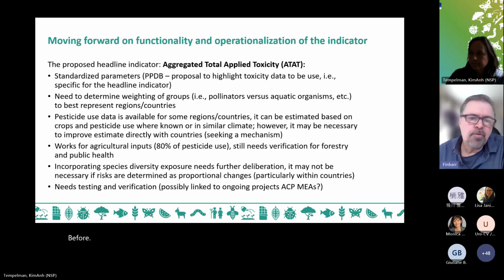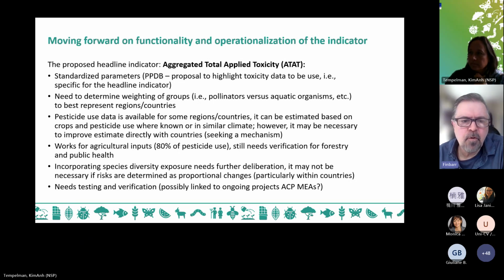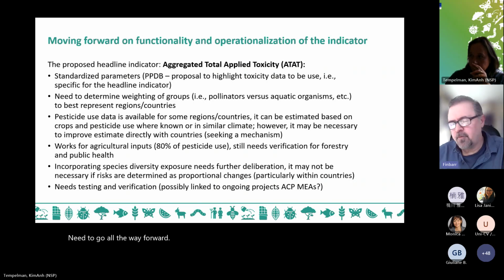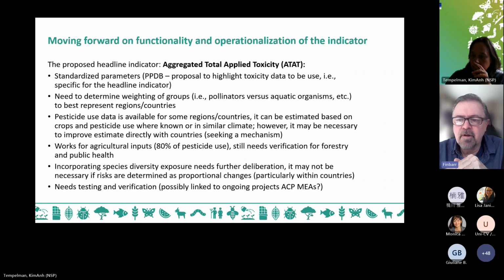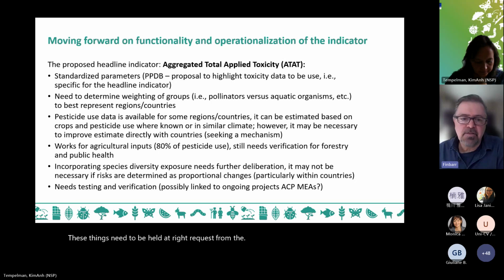So that was just a brief introduction. I'm sure we'll have many questions later, but where we need to go moving forward, we need to standardize the parameters. For example, if countries are calculating their total applied toxicity and they have their pesticide levels, but they're all using different toxicity data, then it's not going to be very easy to interpret what's going on. And these standards need to be held right across from the initial baseline period, which goes back to 2011, until the end of the exercise.